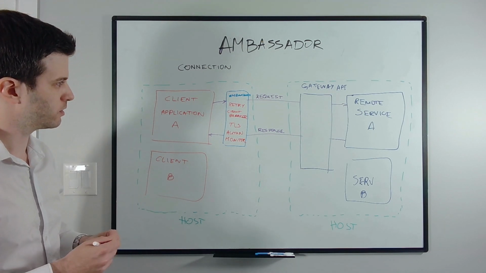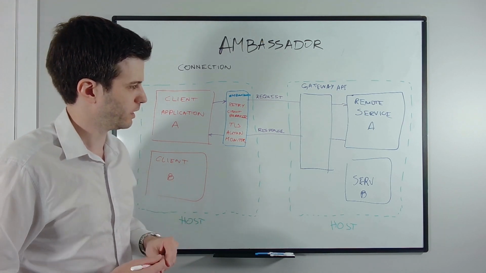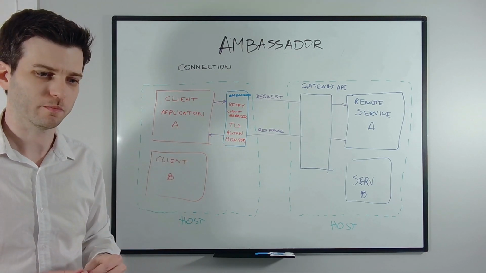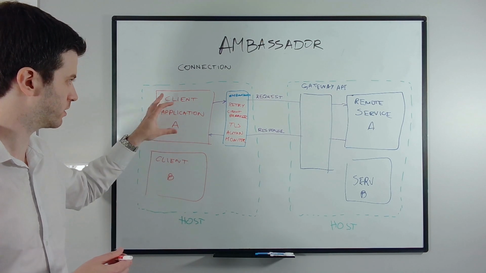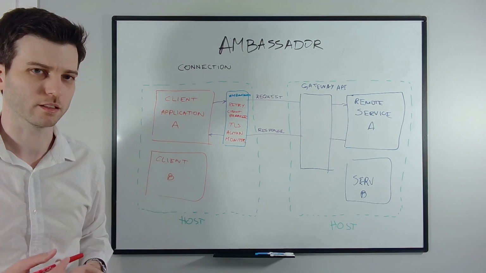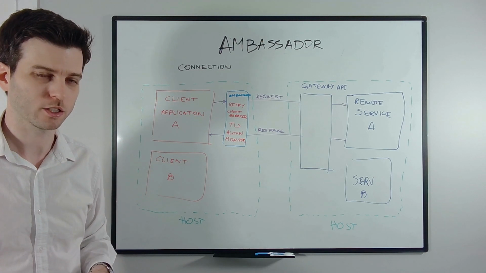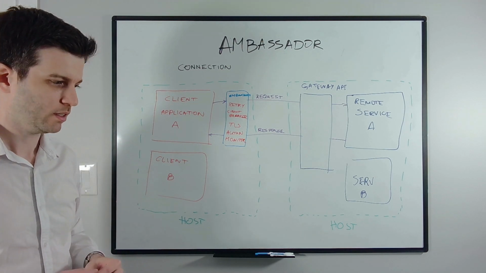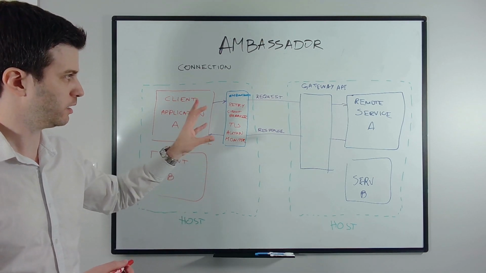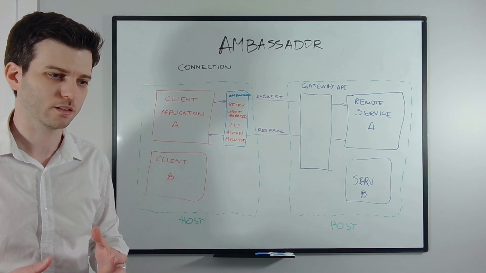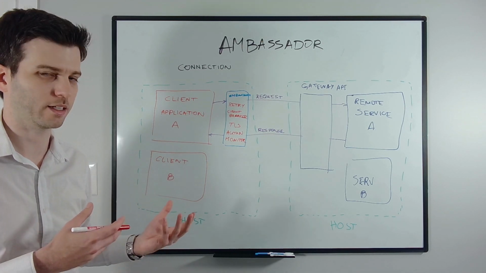So there are different ways we can deploy an ambassador. If our client applications are containers, which would be the case in a microservices application, for example, then we want to do the same for the ambassador. We want to containerize it and use it as a sidecar.